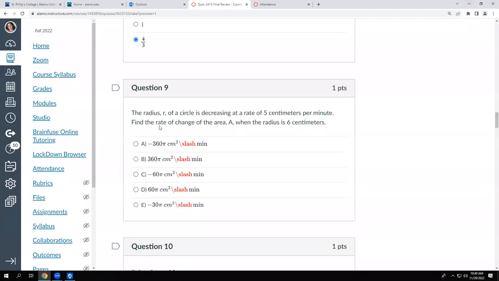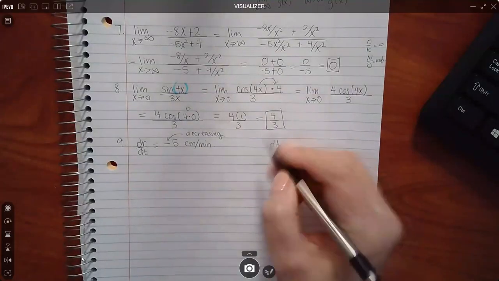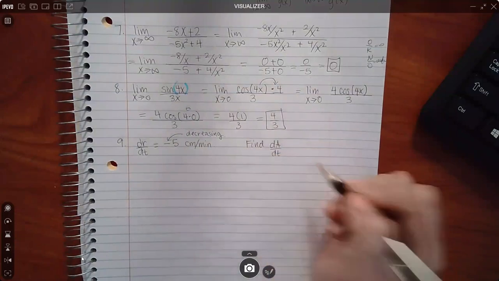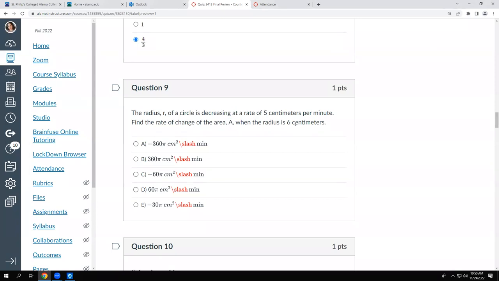Now let's see what else they have. So the second sentence says, find the rate of change. This fancy word right here is just derivative. So find the rate of change of the area. So essentially what they want me to do is find the derivative of area, which is written as dA/dt. So this is my goal. Well, in order for me to find the derivative of the area, I first need to know what the area is, right? And then it tells me the last part, radius is 6. So r equals 6.